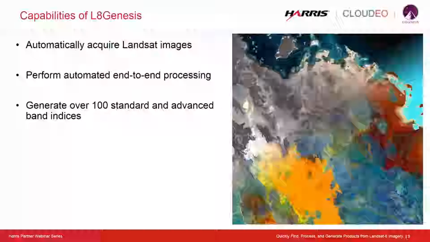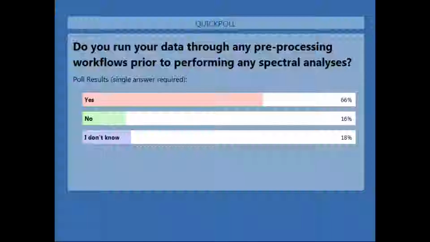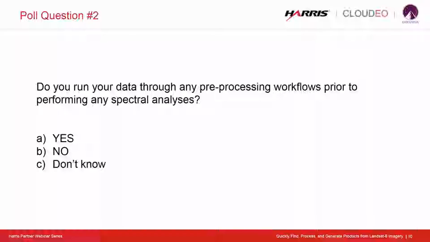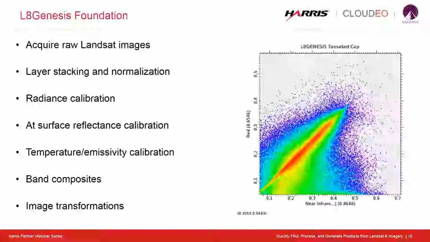We seem to have a lot of entries coming in, and here come the results. Okay, great. So it looks like the majority of you are running some processing or pre-processing, and a few are just using standard band composites or unprocessed Landsat data. So we'll cover now a little bit more of what we're doing on our pre-processing side, and we can see whether or not that's in line with what you guys already do manually.